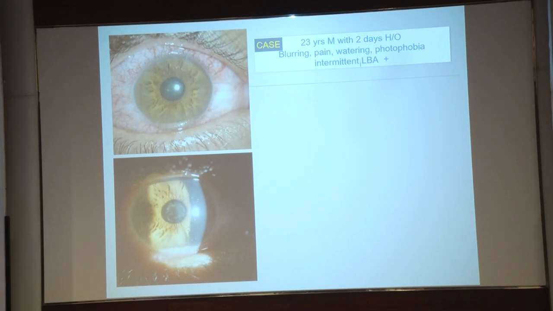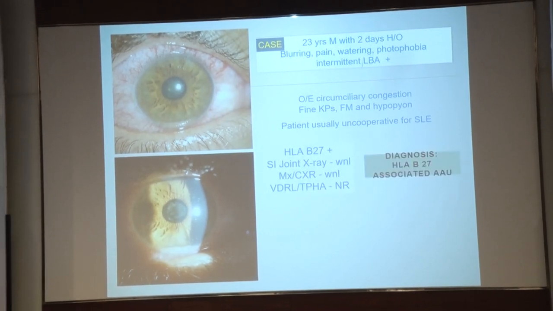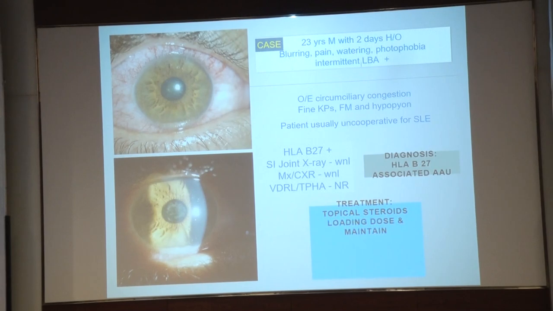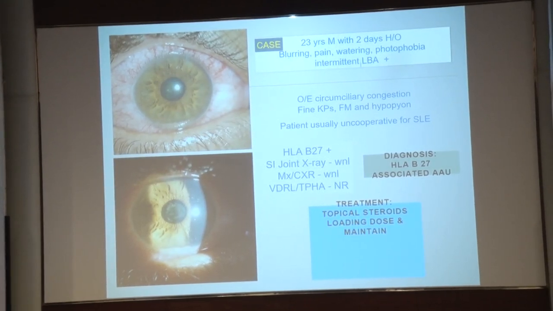So this is a straightforward case of a young patient with acute course of disease with hypopyon, diagnosed as acute anterior uveitis, with intermittent low backache, and HLA-B27 came out positive. It was treated with topical steroids, and this is one of the commoner forms of anterior uveitis that we see in our practice. It does not require any elaborate investigations or imaging techniques, and the outcome is really good in these cases with good counseling and follow-up.